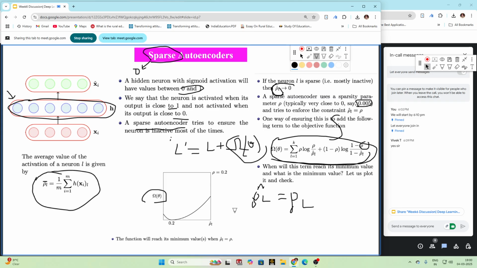So again I am repeating, what is this sparse autoencoder? The meaning of sparse is that the output will be 0 in most cases. So sparse autoencoder means we will ensure that in the encoding layer the output of most of the neurons will be 0, such that our rho L, our average value of the activation of neuron, will be very close to 0. That is the concept of the sparse autoencoder.